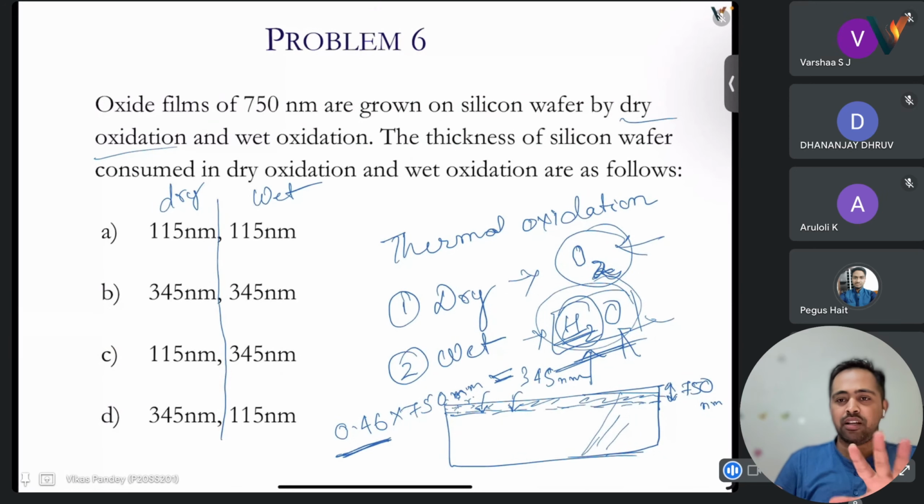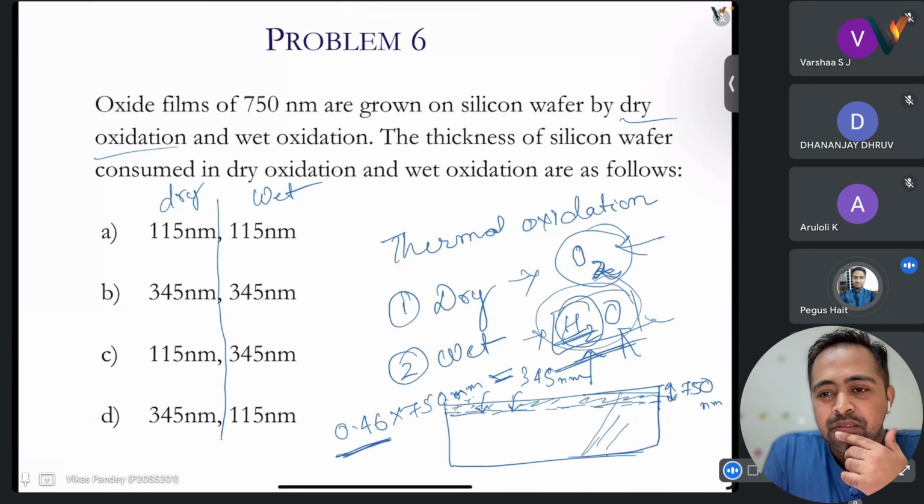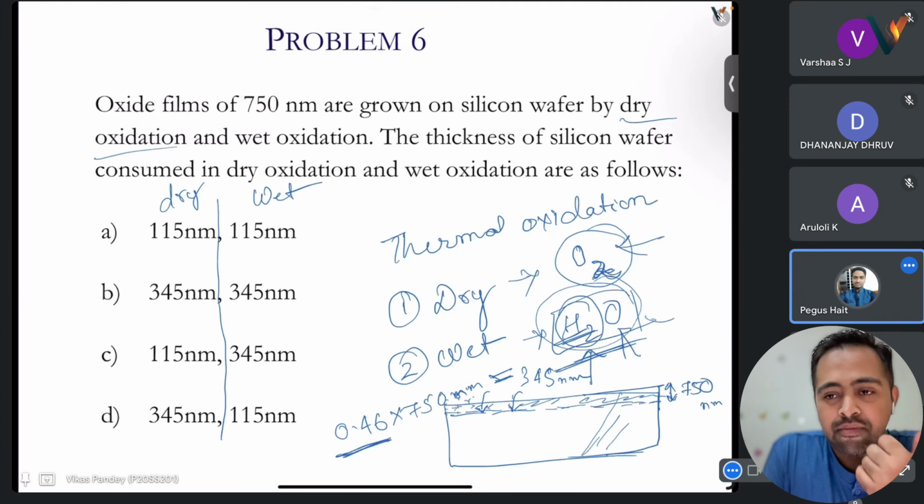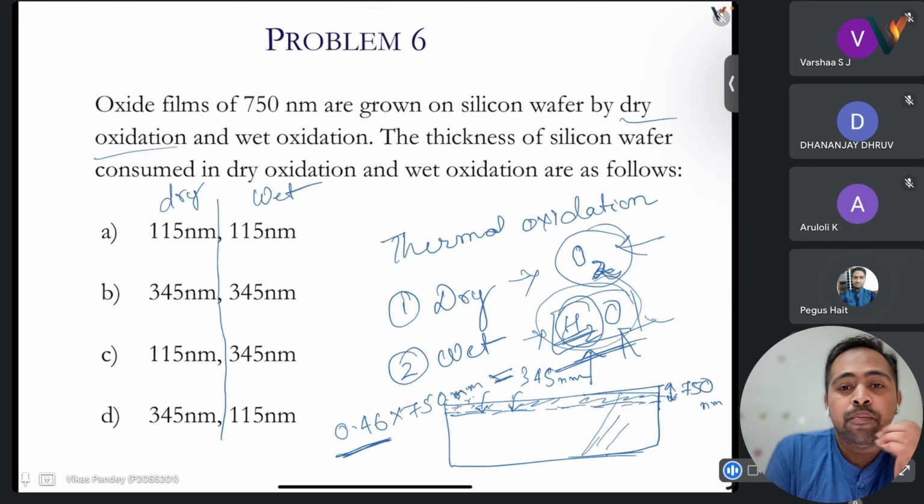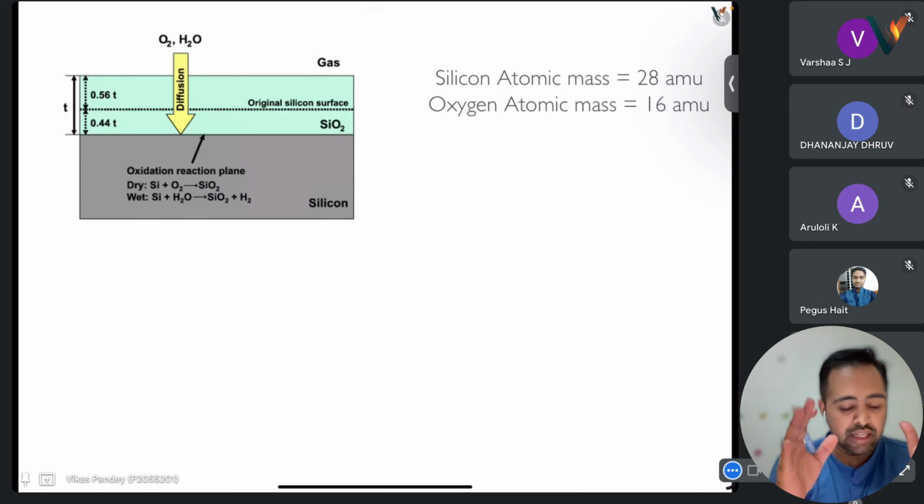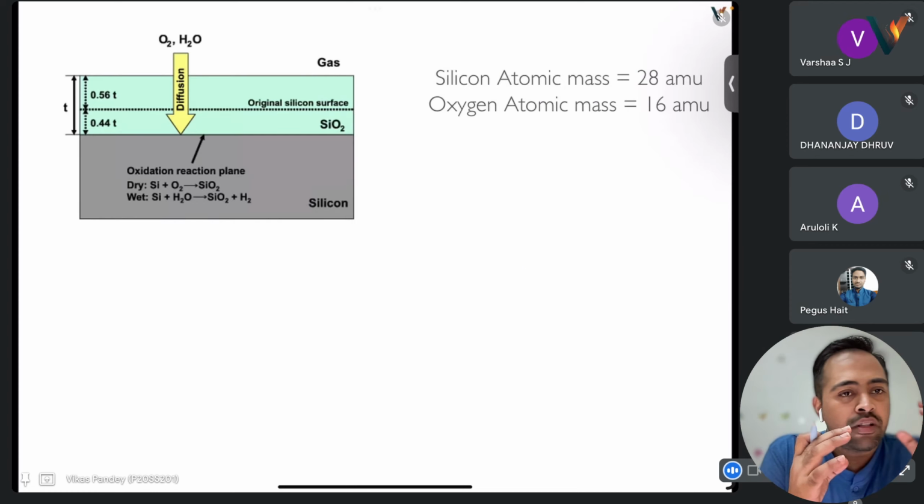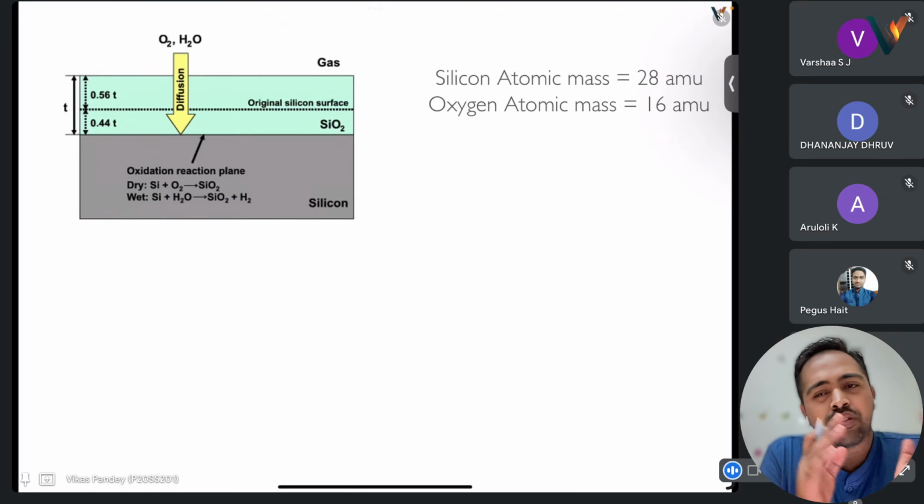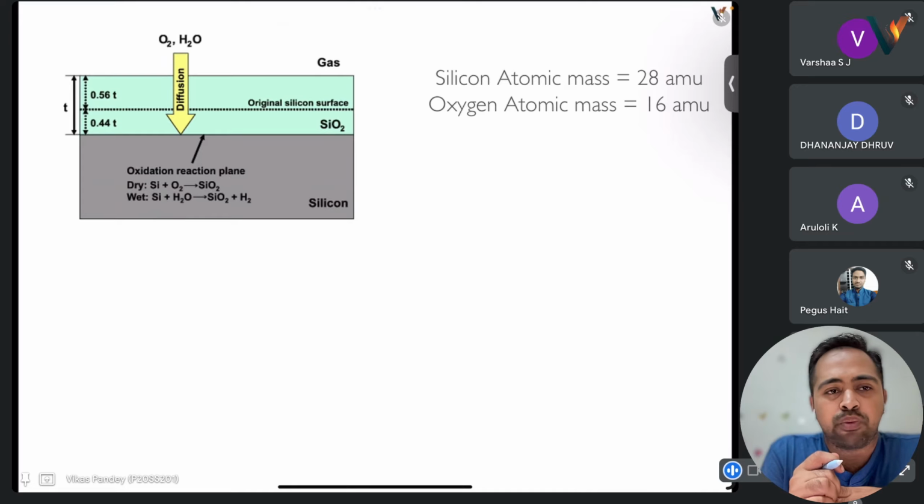Anyone? Sir, this is very correct. The thickness of silicon divided by the thickness of SiO2, with the relative molecular weight and density, we can have the value of 0.46. Yes, exactly. So it comes from this general formula. Somewhere it is 0.44, somewhere you will get 0.46. Both are fine, a slight difference.